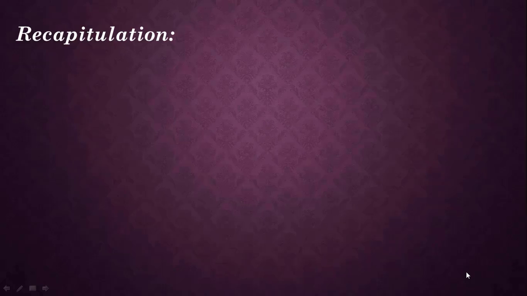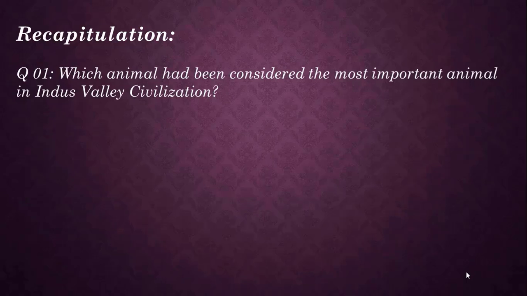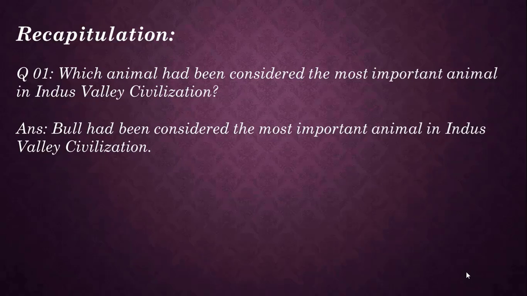Dear students, let's recapitulate our today's lesson through quick fire questions. And the first question is, which animal had been considered the most important animal in Indus Valley civilization? Yes, bull had been considered the most important animal in Indus Valley civilization. Well done, everyone.